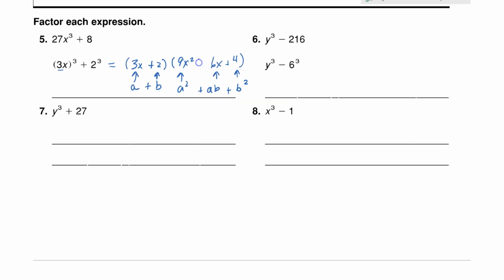This won't be a plus, just to make the correction. That's going to be a minus, and that's going to be a minus. The formula is a plus b times a squared minus ab plus b squared. And that's for a cubed plus b cubed. That's the formula.